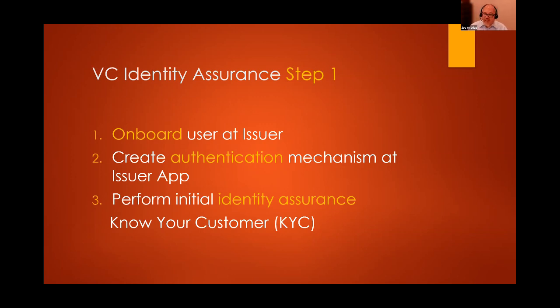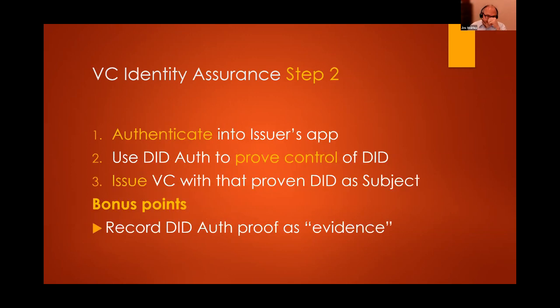Once you have that account and that mechanism of authentication, you can then perform initial identity assurance. So in some communities, especially financial institutions, this is known as know your customer. And now you know for some level of quality who it is that has that account that can be authenticated into. Step 2 is before you issue the actual VC, you first have the user authenticate into that app.